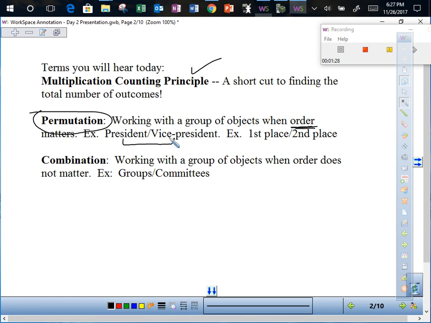If you're running a race, there's a big time difference between first and second. If you're the first one across the finish line, you want to get credit for that first place finish. That's what I mean by order, when order matters. You're also going to hear the word combination today. A combination means that you're working with a group of objects or people, but order does not matter.